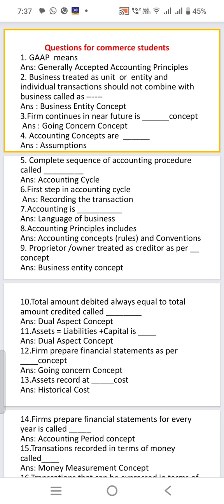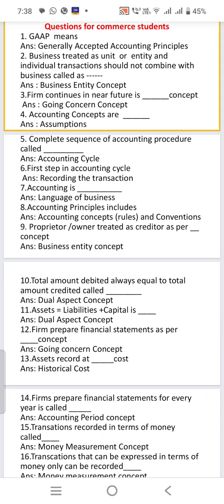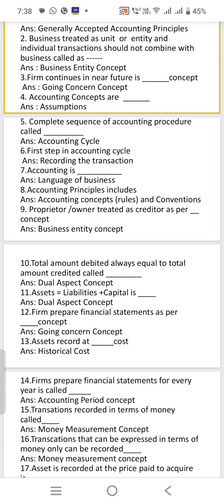The next one is, what is the first step in the accounting cycle? Accounting cycle first step is recording the transactions. Our accounting process begins with recording the transactions. The next one is the seventh question, what is accounting? Accounting is a language of business.